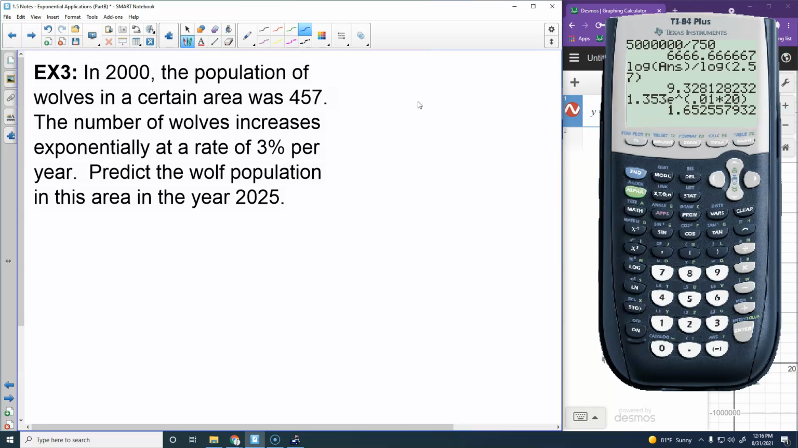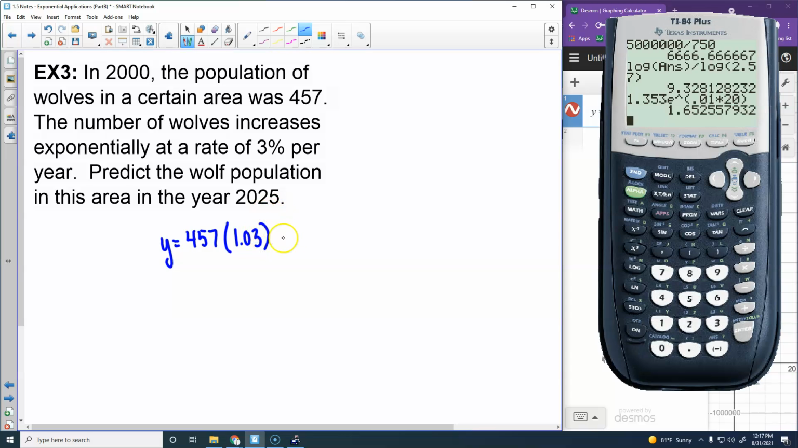Example 3. In 2000, the population of wolves in a certain area was 457. The number of wolves increases exponentially at a rate of 3% per year. Predict the wolf population in the area in the year 2025. So, this one does not say continuously anywhere, so we're just going to use the regular exponential growth formula. So, our initial value is going to be 457. We've got a 3% growth rate, so we got 1.03.